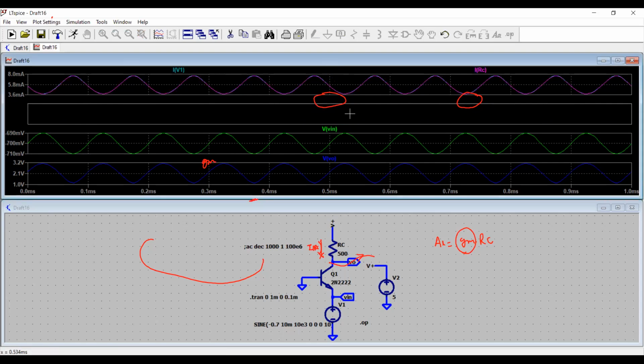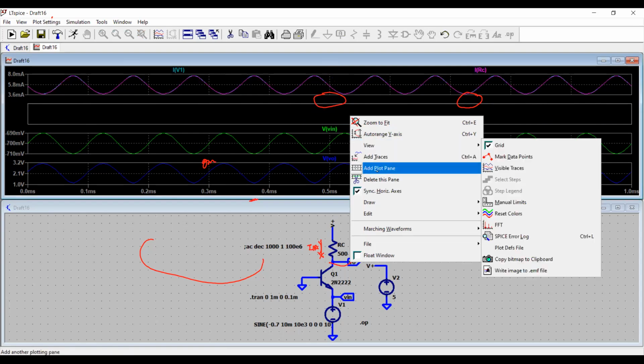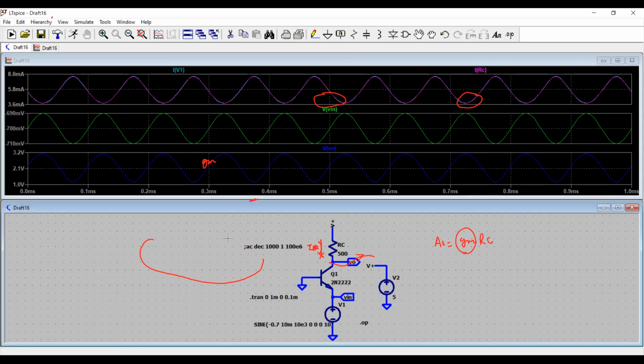That's why we say the current gain of this circuit is 1. So that's perfectly your IV1 and IRC. You can also plot and print the ratio of it. That's it. So you got this circuit acting as a current buffer, and we've seen that it doesn't really provide any gain for the current, because its output current is equal to input current, right?